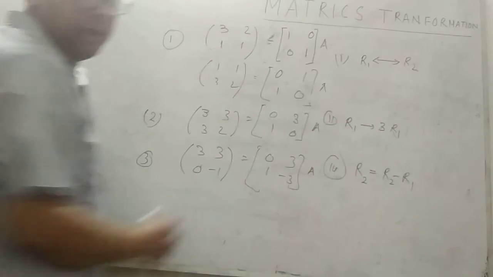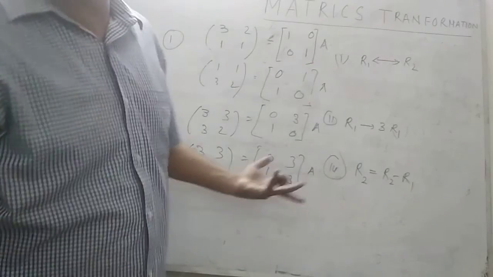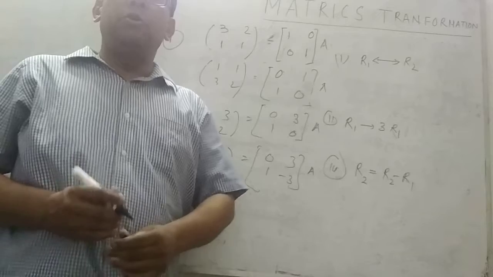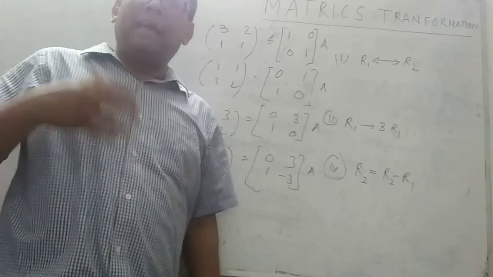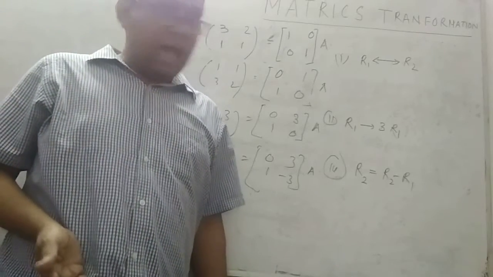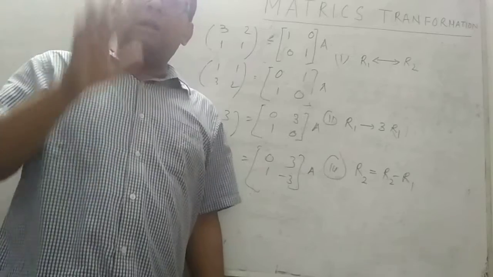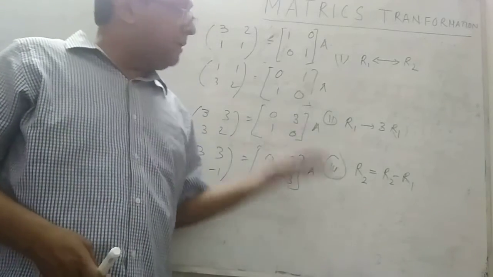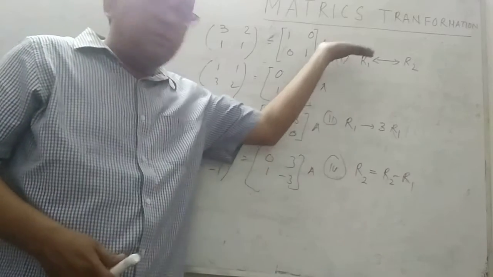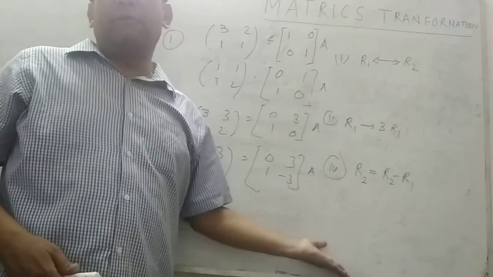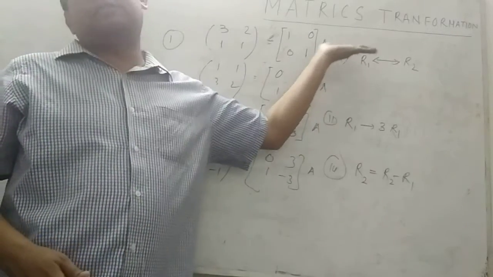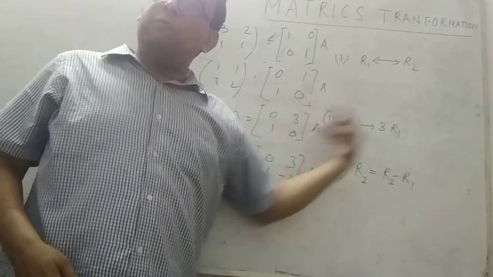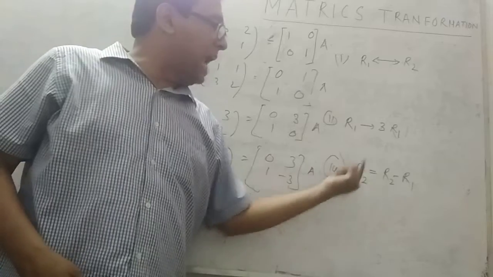So these 3 important transformations we have learned today, and in our next class, applying these three important transformations, we will try to get the inverse of the matrix. Till then, see this video repeatedly and try to understand these three important transformations of a matrix. One is interchange of the rows. Number two is multiplication of the rows on both sides, and number three is addition or subtraction.